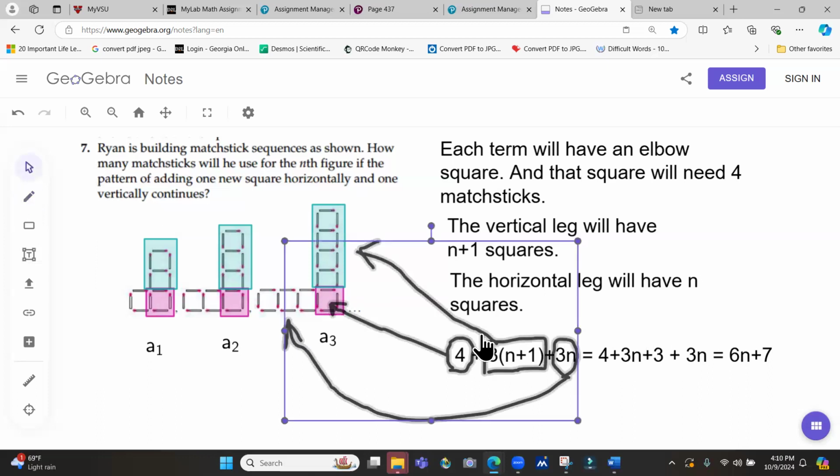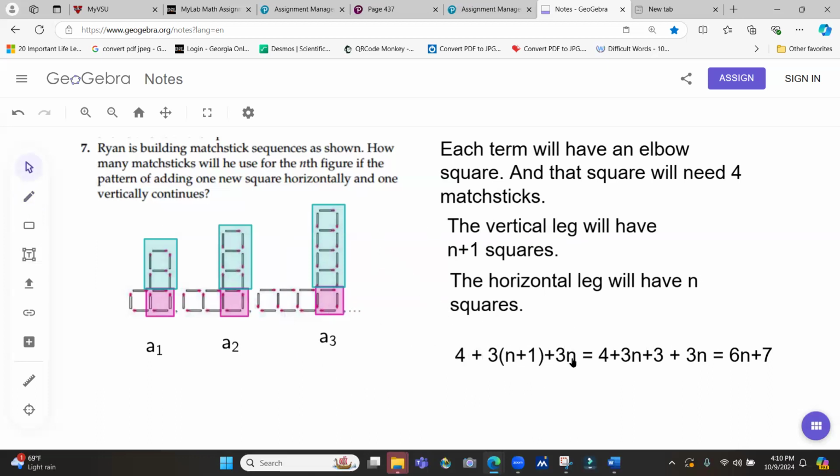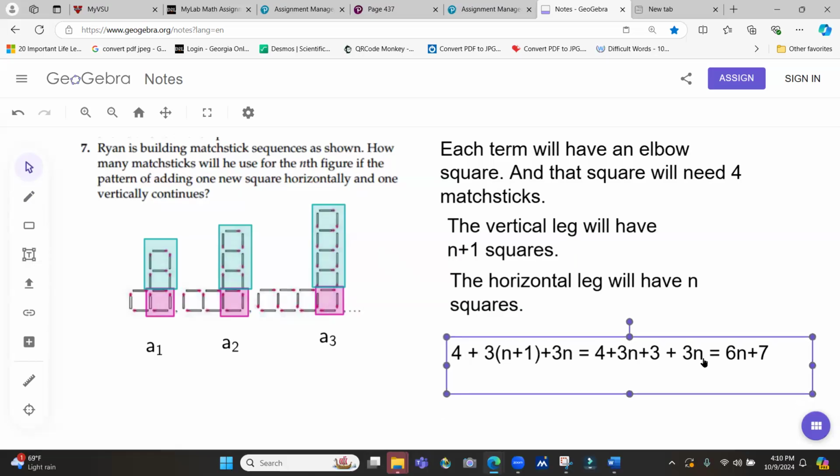All right, now 4 is 4. 3n plus 3 is the distribution of 3 over n plus 1. 3n plus 3n is 6n. 3 plus 4 is 7. That sounds about right, guys.